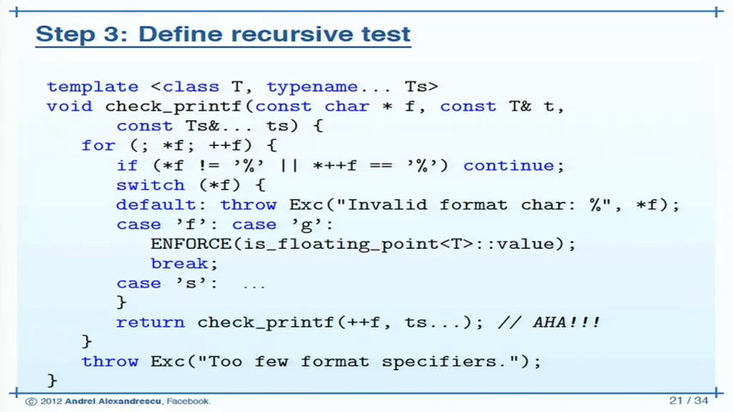I'm going to enforce at runtime that this is a floating point. This is my check. This is my payload. This is the essence of it all, right? If it's S, you've got to check it's a pointer to character, and so on and so forth, right? And by default, if nothing fits, you just throw an exception, right?